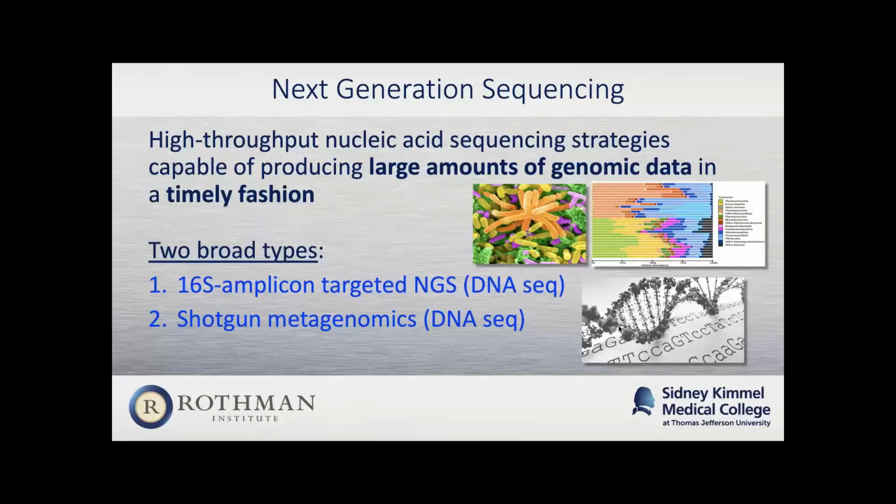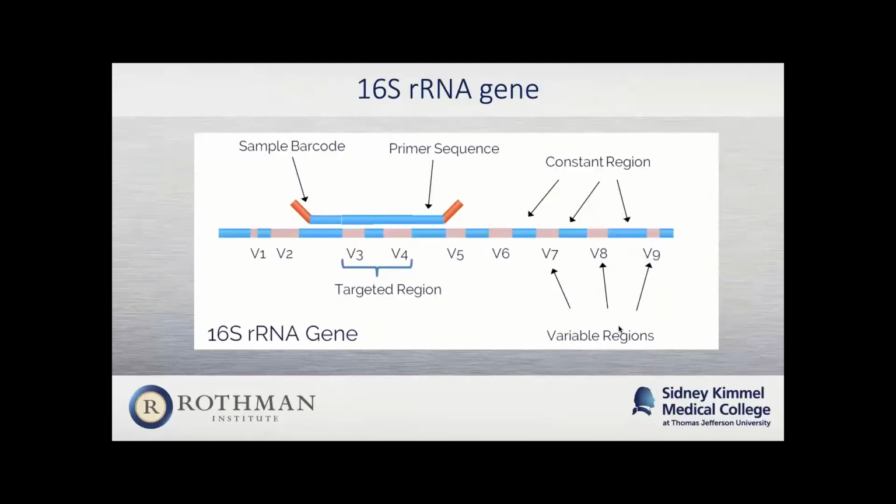There are two broad types, which I'll discuss very briefly in a bit more detail, but the first is 16S amplicon targeted NGS, which is what's actually done at Microgen. And the second is shotgun metagenomics, which is being done at a group at Mayo and also in Oxford as well, and a couple of Chinese groups. So the first method, which is again used in Texas, targets the 16S ribosomal RNA gene.